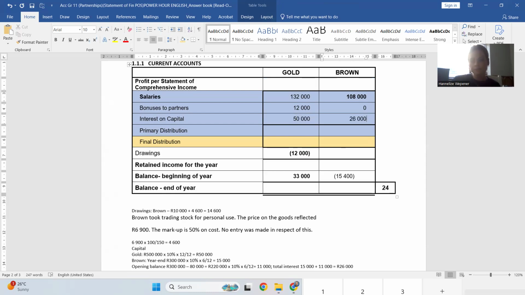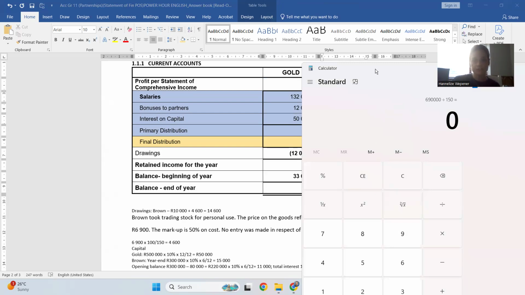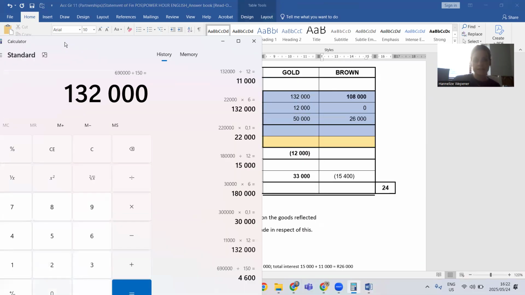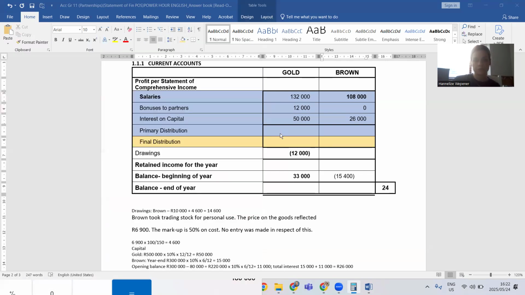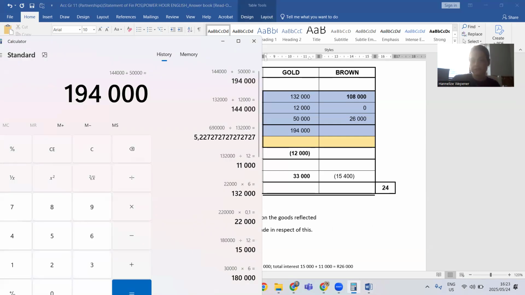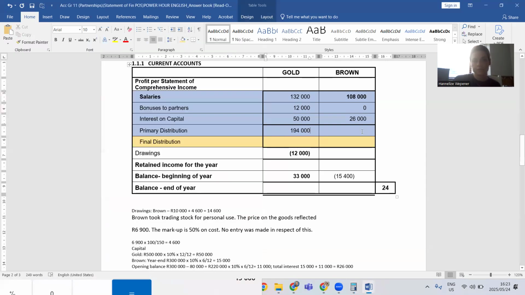So in other words, for this financial year, gold earned a salary plus he earned a bonus plus he earned interest on his capital. So 194 primary distribution before even looking at profits. And then Brown had the 108,000, no bonus, but together with that interest on capital, so 134. Righto, so that is your primary distribution.